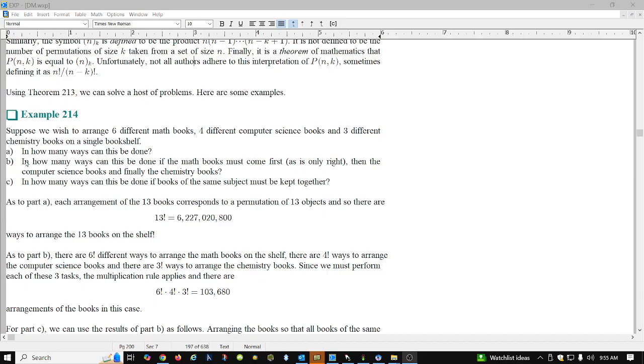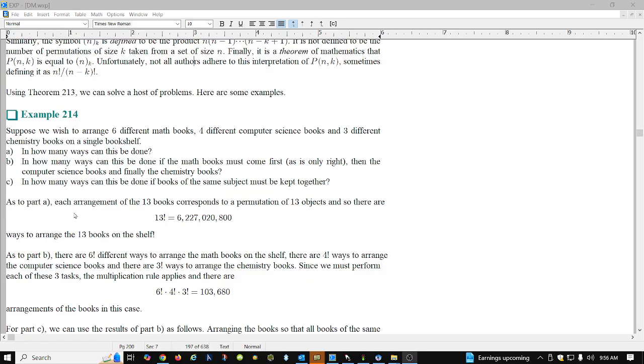So, how many ways can this be done? In how many ways can this be done if the math books must come first, which is only right, of course, then the computer science books, and finally the chemistry books? In how many ways can this be done if books of the same subject must be kept together?